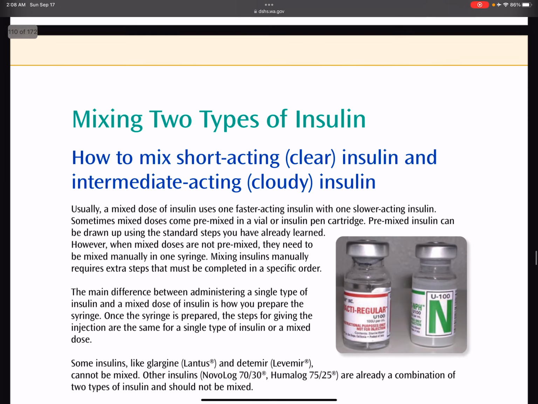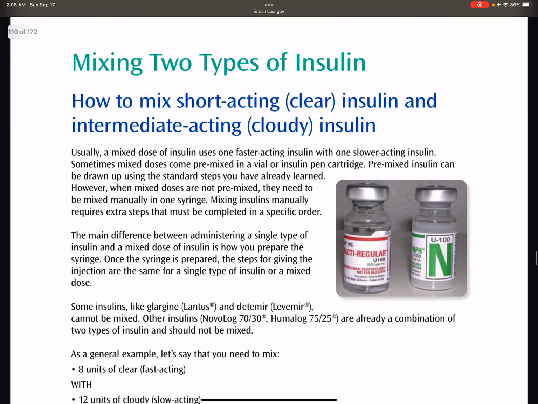Now let's see mixing 2 types of insulin. How to mix short-acting, which is clear insulin, and intermediate-acting, cloudy insulin. Usually, we say that it's a mixed dose. A mixed dose is usually a combination of 1 faster-acting insulin plus 1 slower-acting insulin.